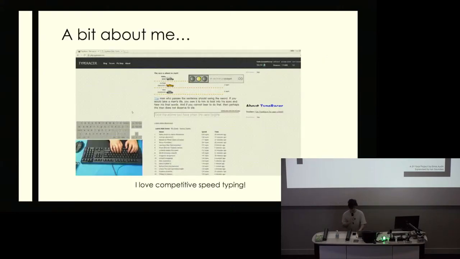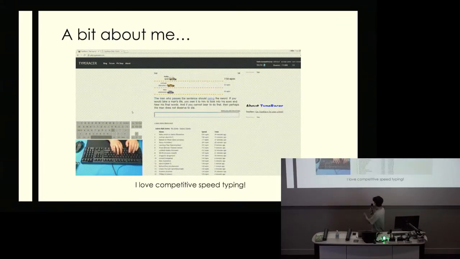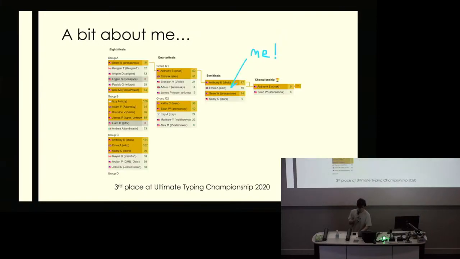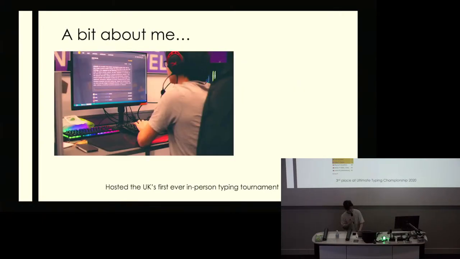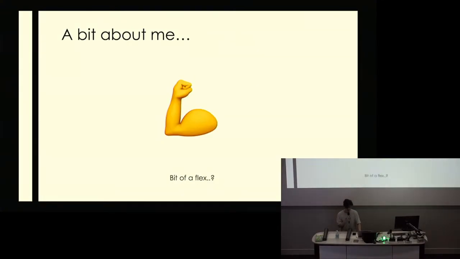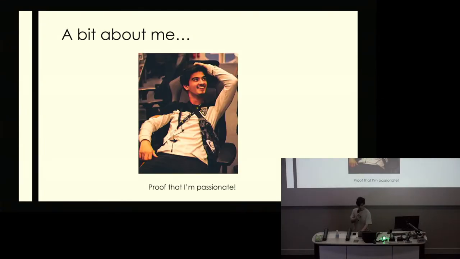Now, a little bit about me. I love, or at least used to love, competitive speed typing. In the past, I've been in many speed typing competitions, and in 2020, I was part of the Ultimate Typing Championship, where I placed third in the world. This year, I also hosted the UK's first ever in-person typing tournament. It was in the Esports Centre in Warwick. That was pretty cool. I had the top 24 people in the UK come in to type. I guess it is a bit of a flex, talking about my typing speed, but I'm just saying this to point out that I'm passionate about this. So, proof that I'm passionate, there we go.